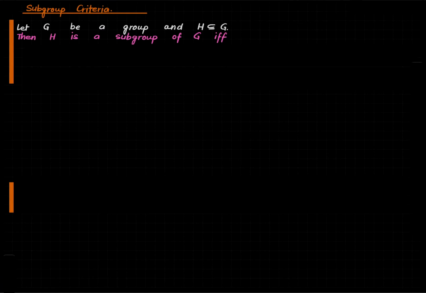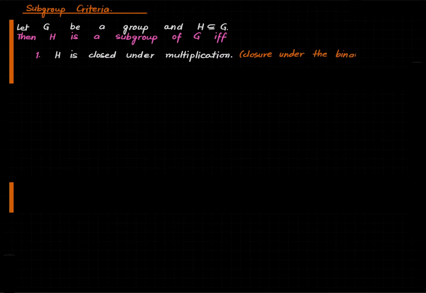Okay, so we will look at some ways to check if a given subset is a subgroup. So we have a group G, we have a subset of the group G. This is just a subset. Then this subset is a subgroup of G if and only if two things happen. First is closure. This we already know. This is the closure property, closure under the binary operation. I'll just say closure under multiplication.